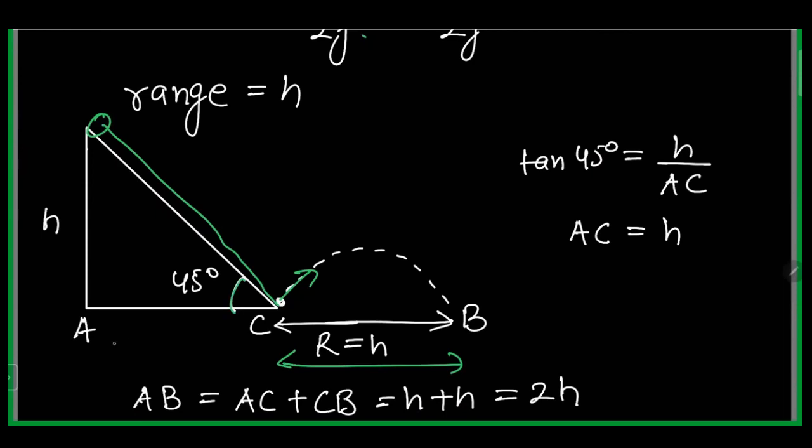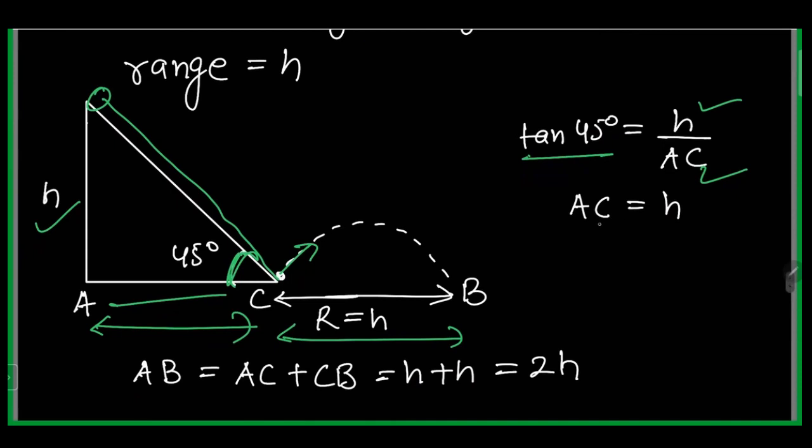What about this distance AC? Let's use this triangle and tan 45. It will be equal to perpendicular, which is H, divided by base, which is AC. So what will be AC? AC will be H by tan 45, or simply H.